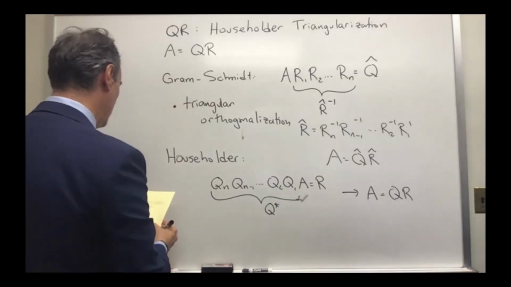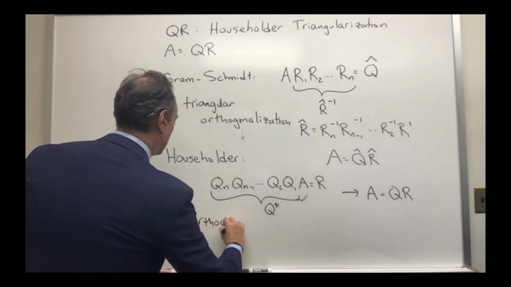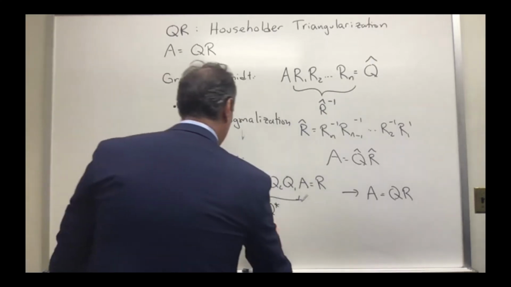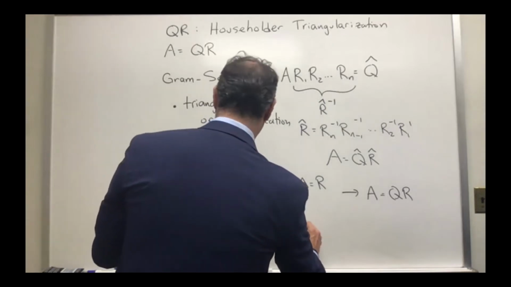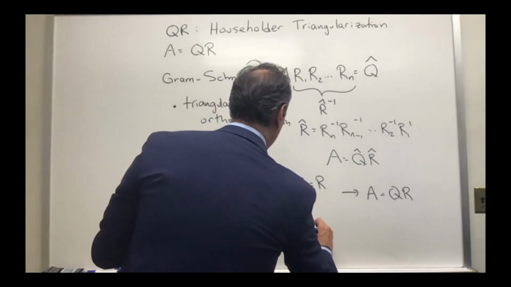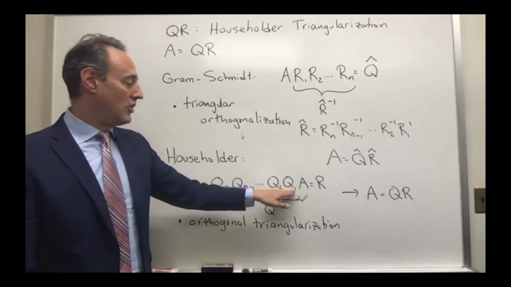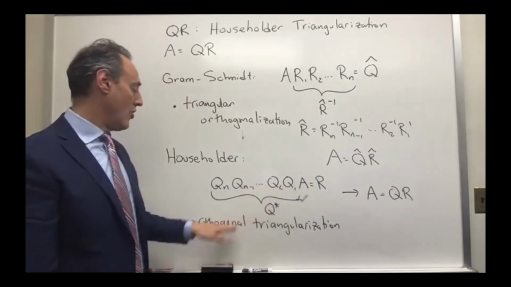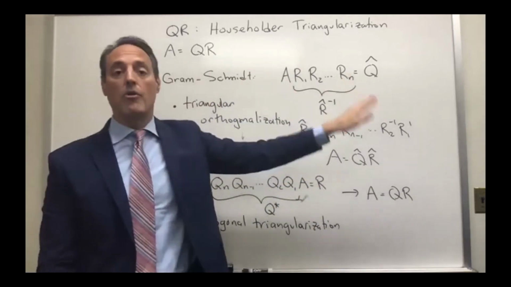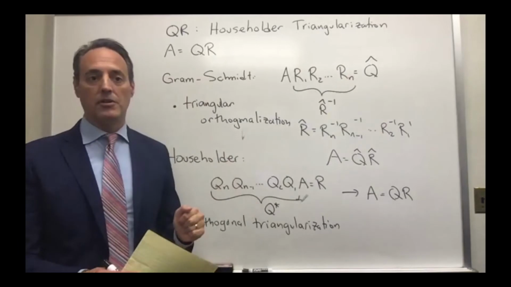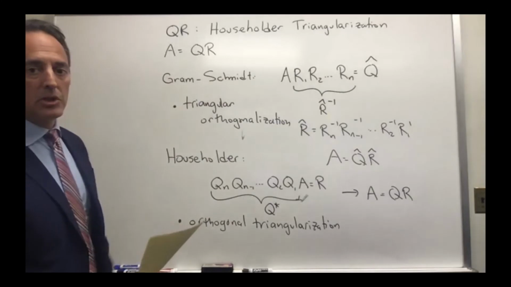However, Householder is doing orthogonal triangularization. Okay, so in other words, here instead, we're multiplying by orthogonal vectors to get a triangular vector. Here, I'm multiplying by triangular vectors to get an orthogonal vector. So they're just completely reversed in what they're doing. But it's important that you realize that's the main distinction between these two.